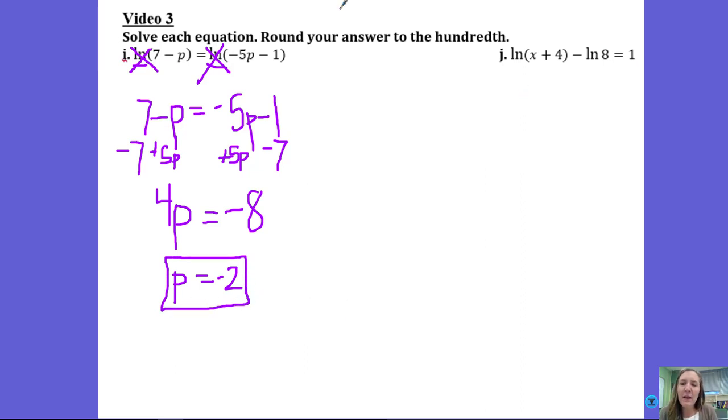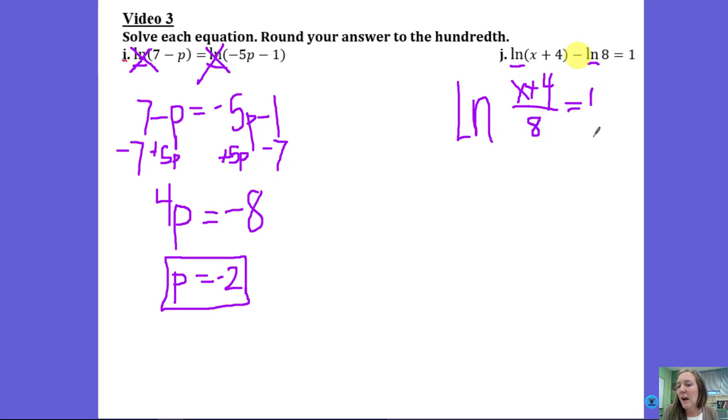For the next one, though, we only have logs on one side of my equation, and I have multiple logs on one side of the equation. So in order to get rid of those multiple logs, I've got to use my log properties. I'm going to condense these guys. Subtraction turns into division, so I have the natural log. The x plus 4 is in the numerator. The 8 will be in the denominator. And that's still going to be equal to 1.